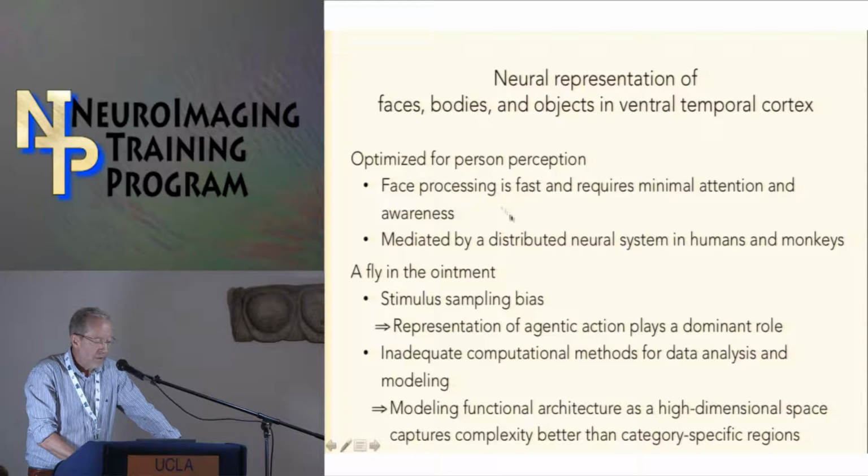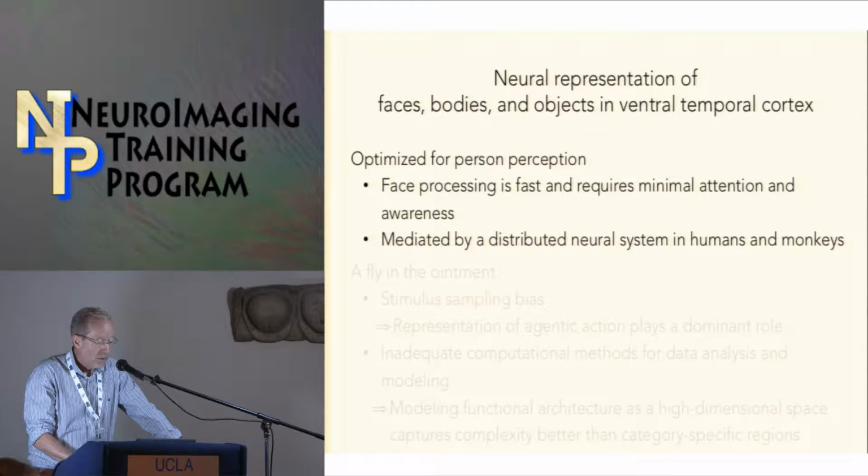Evidence that the ventral pathway is specialized for spatial perception, especially for face processing. But then I'll show you a variety of examples for why we think there are problems with this model. And specifically, there are two major types of problems. One is there's a big stimulus sampling bias, and the second is that the computational methods are inadequate to really understand what we think the organization in this area is.